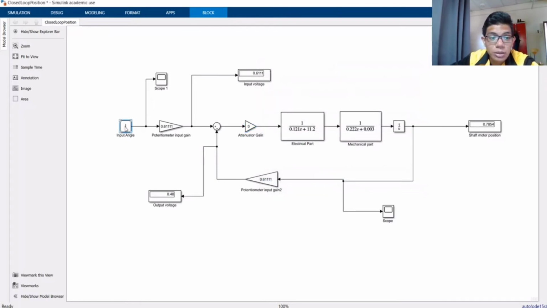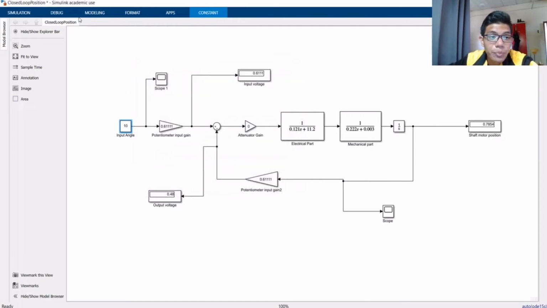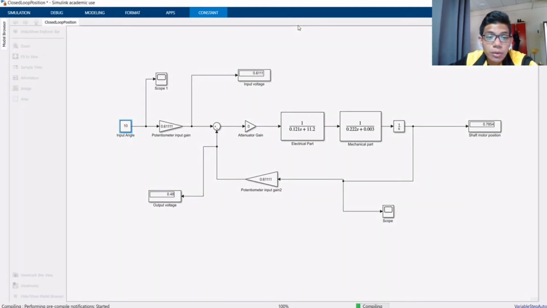Alright, and then we set up the input angle value to 10, to see what happened. Now we run the debug simulation. So as you can see, as the input angle is 10 and the attenuator gain is 0, we get the input voltage. However, the shaft motor position is 0 and the output voltage is 0. This means that the system is not functioning at this time because the attenuator is 0, thus not producing any output for the electrical part and the mechanical part.